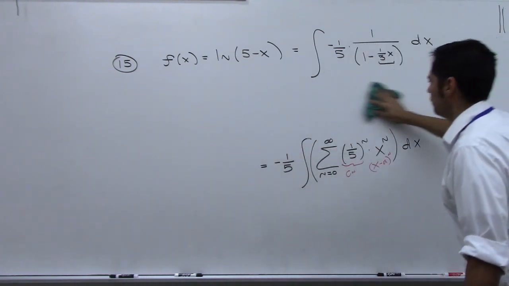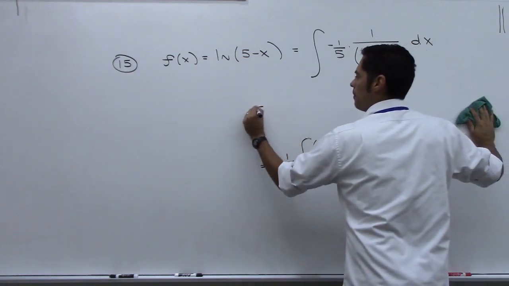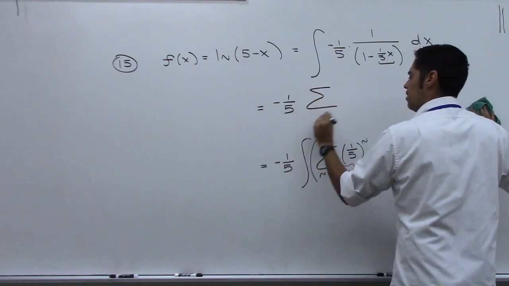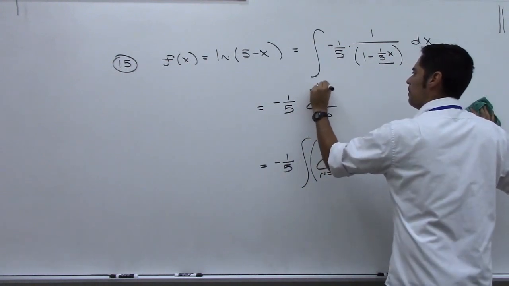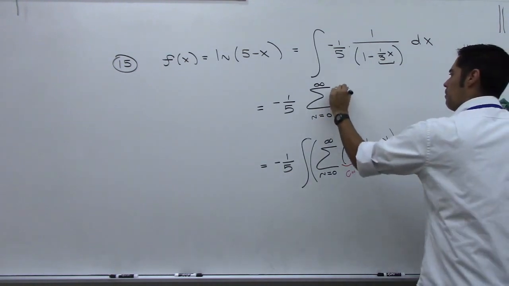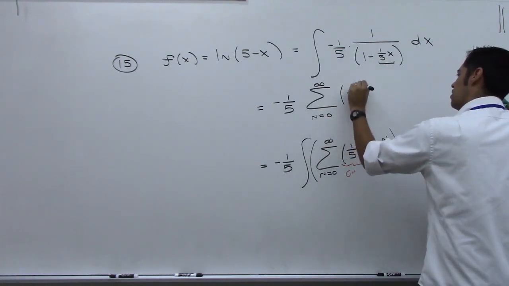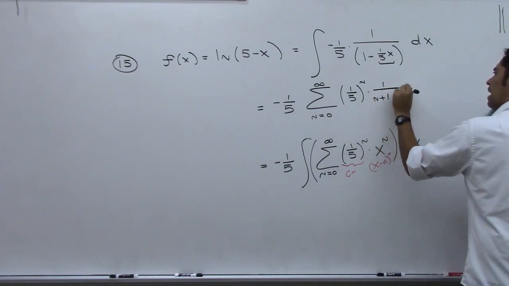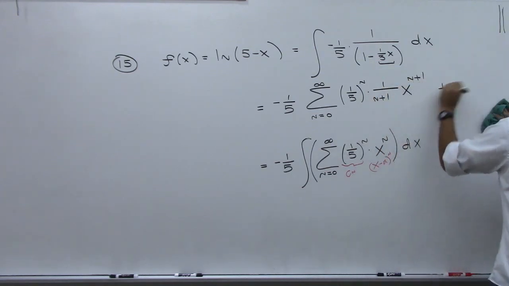So here, I'm going to go back up to this. Negative 1/5 summation, no more integral because I'm about to integrate. Does not change the index, still stay at 0. And then I have 1/5 to the n, which doesn't change. I have 1 over n plus 1, x to the n plus 1, plus some constant.